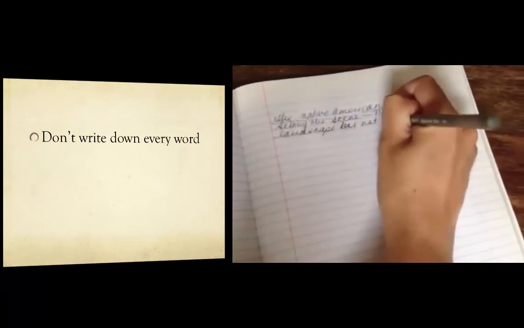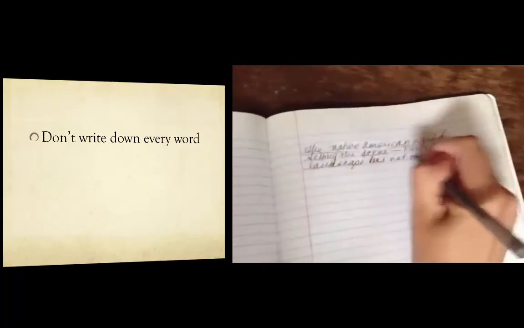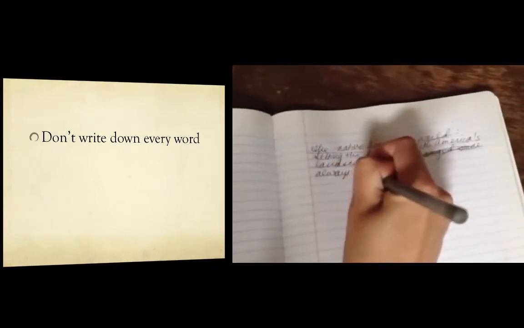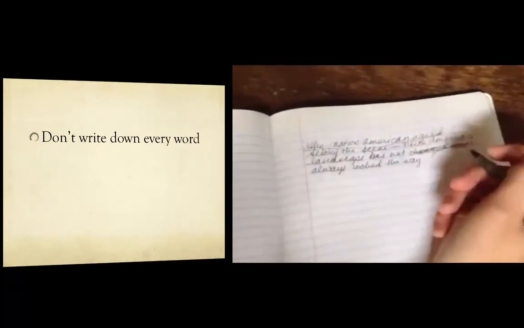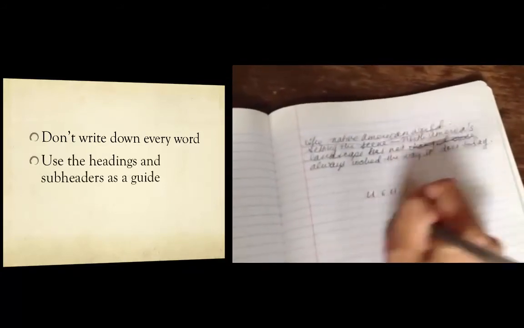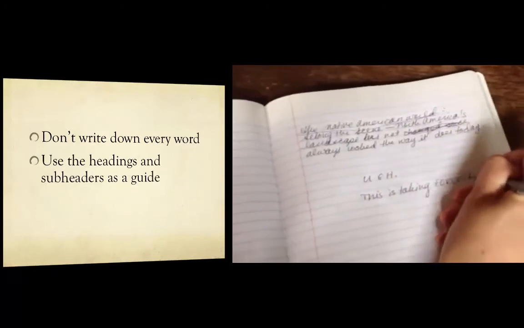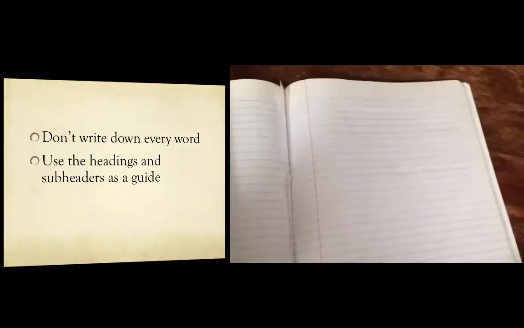So in order to not write down every word in the textbook, they provide you a really great outline already in the headings and the subheaders. In our textbook, those are the red and the blue, bold-faced, different font headings that start each section. If those are the points of your outline, you're already going to be much more organized.